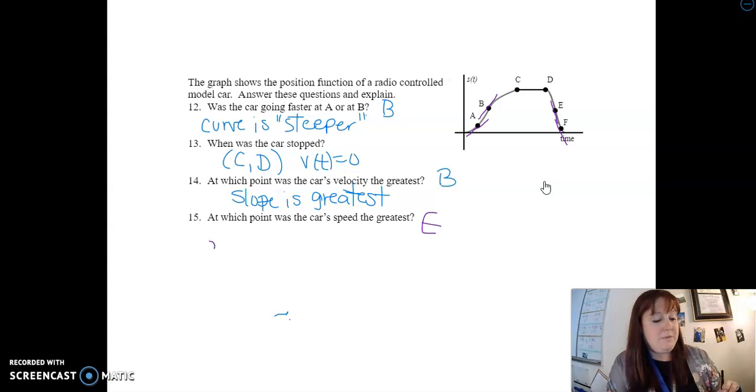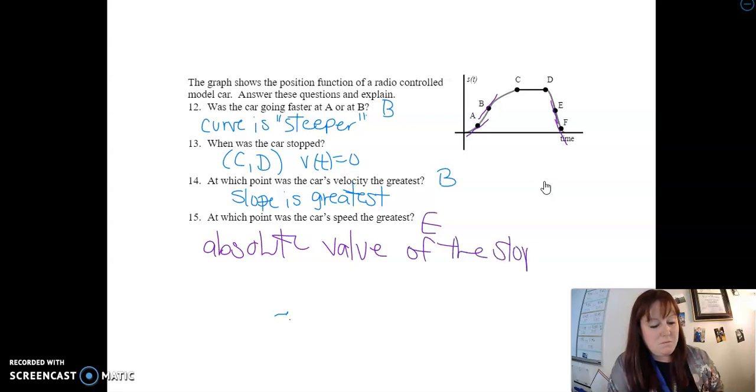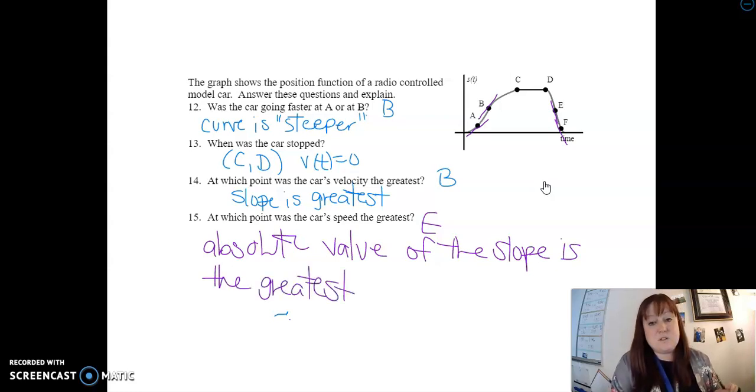And we could say the absolute value. Man, it is just not wanting to write for me today. Okay, the absolute value of the slope is the greatest there.